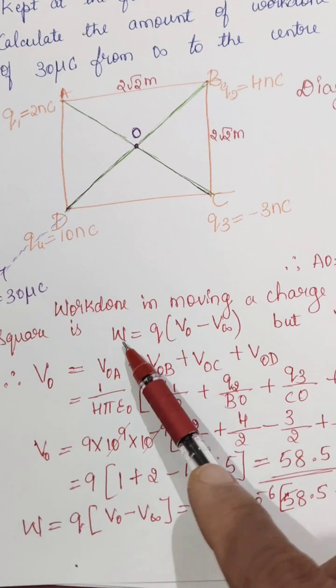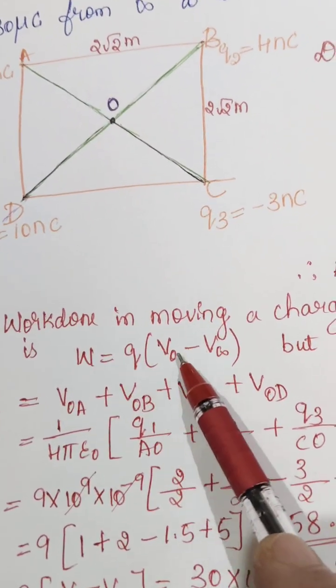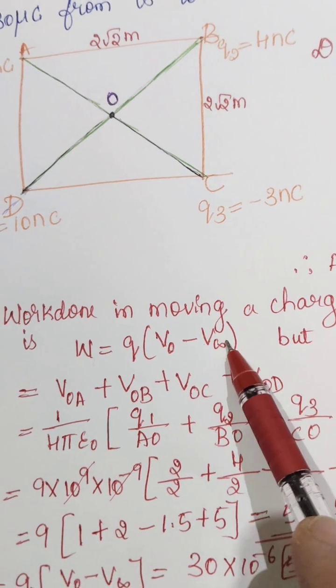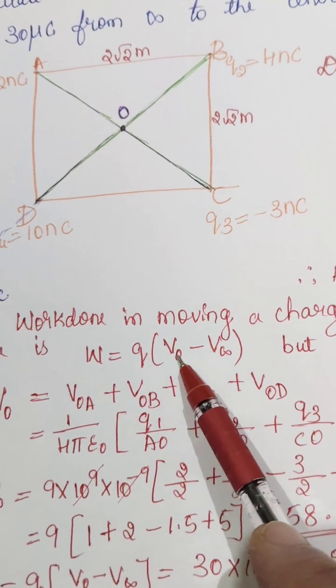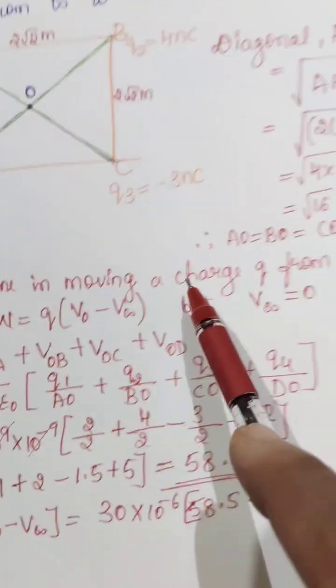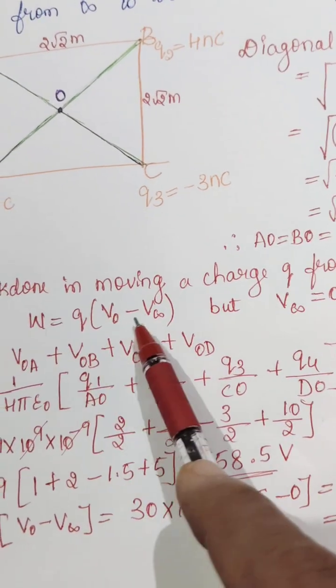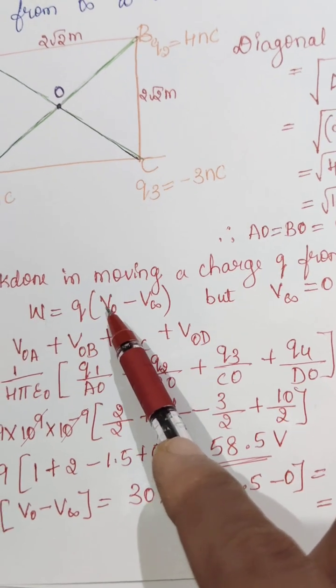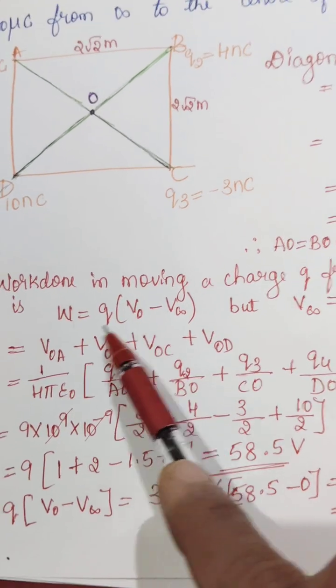So how to find out W? W is charge into final potential minus initial potential. Okay, q into VO minus V infinity. But we know that V infinity is 0. That means we need to find out the total potential at the center of the square. VO means the center of the square.